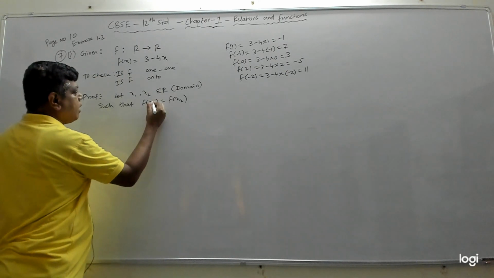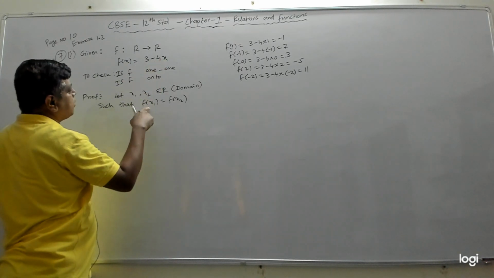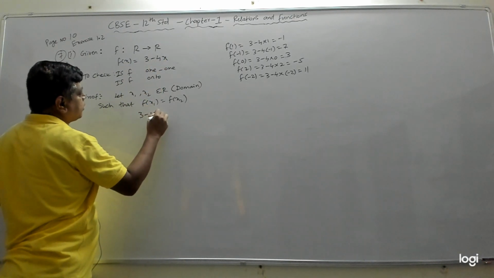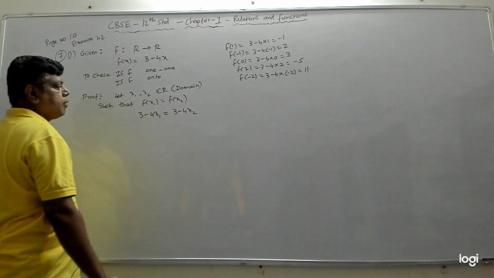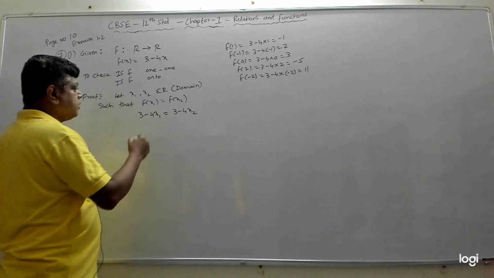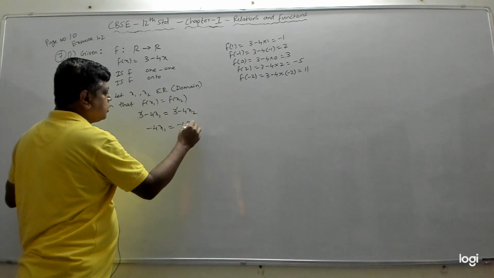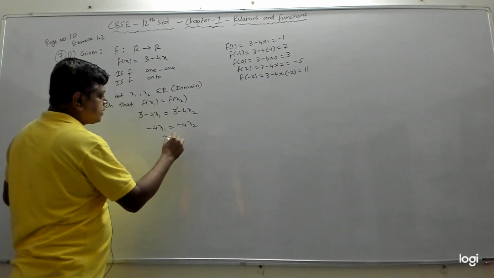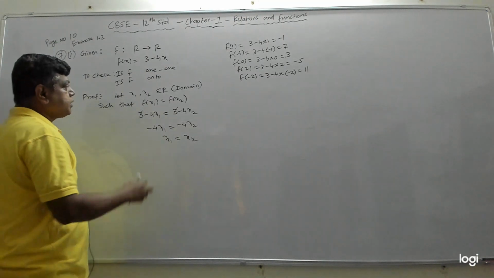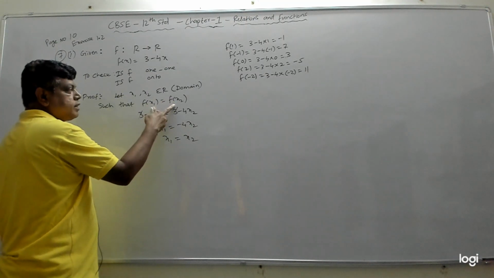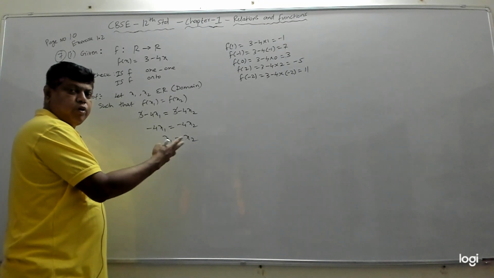Now we have f of x1 equal to f of x2. What is f of x1? f of x is 3 minus 4x. So f of x1 will be 3 minus 4x1, equal to f of x2, which is 3 minus 4x2. Then 3 will get cancelled. You get minus 4x1 equal to minus 4x2. Again minus 4 can be cancelled. You get x1 equal to x2. So we started with the images being the same, and the elements are also the same. Therefore it is 1 to 1.